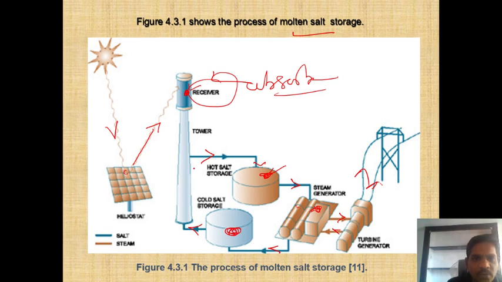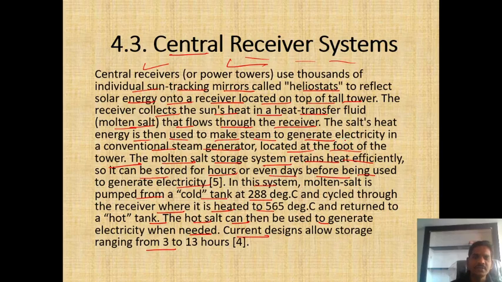This cold molten salt is pumped into the receivers, and then the receiver absorbs the solar radiation from the heliostats continuously. Once again its temperature will increase, then it is transferred into the hot storage tank. Then from this hot storage the heat is exchanged with the water, which is converted into steam, then the steam strikes the turbine and generates electricity. So this is the process that happens in a molten salt storage or central receiver system, guys.